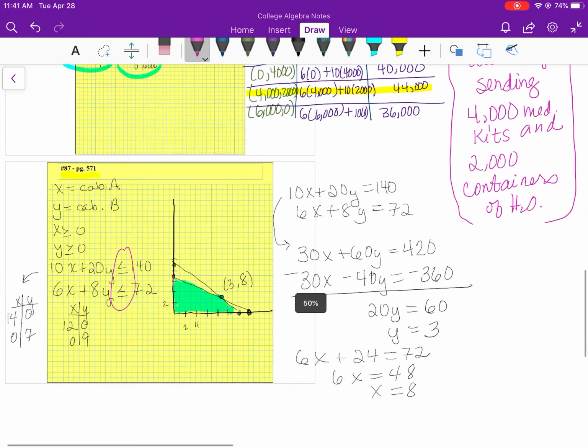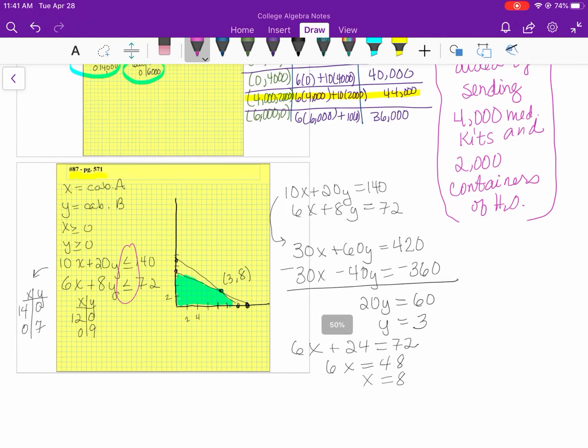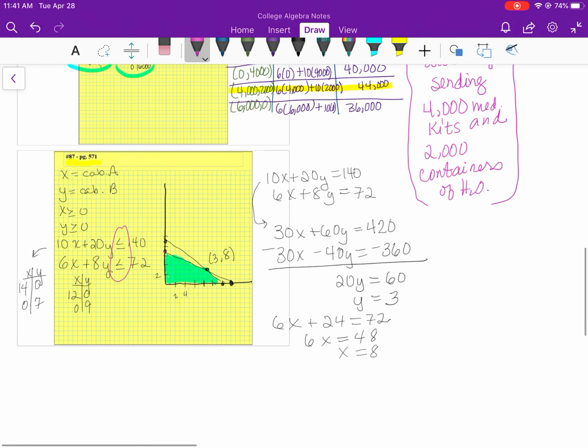My last video here is going to set up the table for the constraint function, and we'll find the maximum and minimum amounts that he can come up with for his office, and we'll answer those questions.